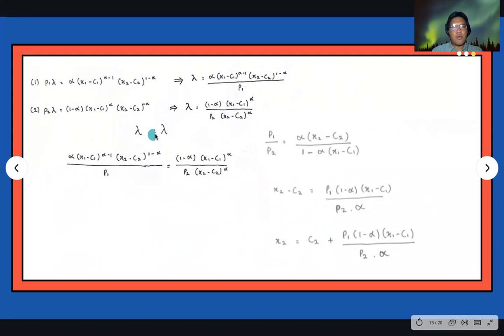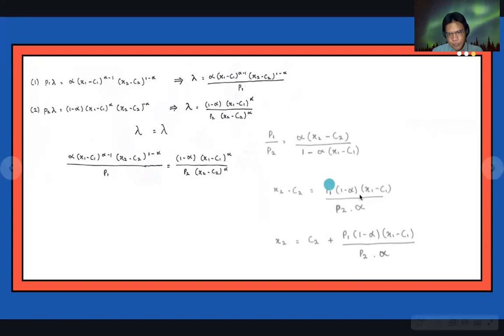After that, we want to make a comparison that lambda equals lambda, and this is the first equation, and this equals the second equation, which is this. So we want to make a P1 over P2, and then we obtain this. You can do whatever you want. I mean, actually, we want to find the variable x1 or x2. I would like to find x2.